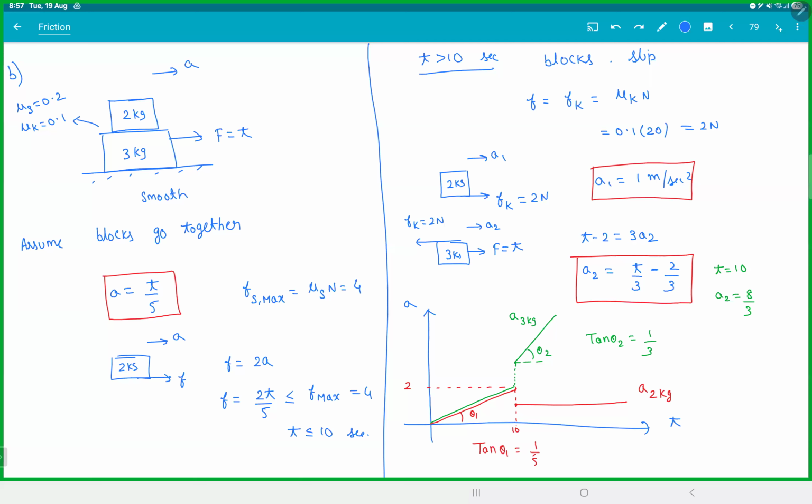Any doubts on the graph? How did I draw the graph? Why is it looking like that? If you can see there, this is looking like y is equal to mx plus c. In place of y, a is there, and in place of x, t is there.